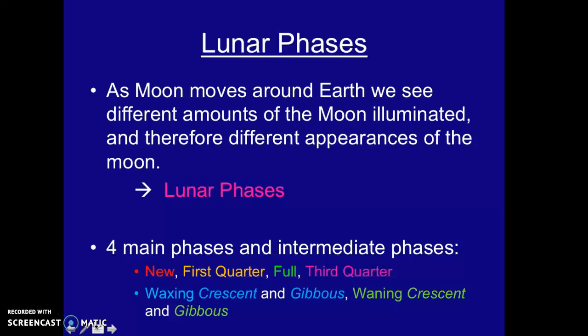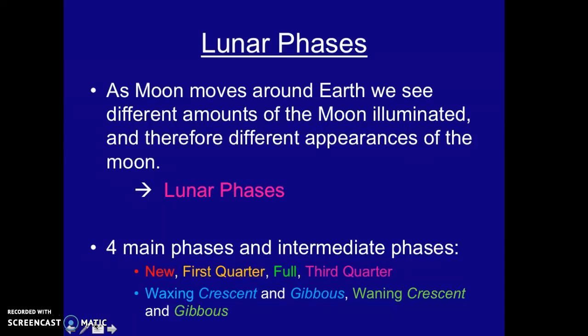So the moon moves around the Earth, and we see different parts illuminated, these lunar phases. There's 4 main phases: new moon, first quarter moon, full moon, third quarter. Now, in between those phases, the moon is showing us more and more light. We call that growing, or waxing.